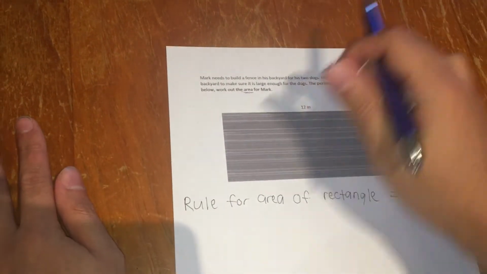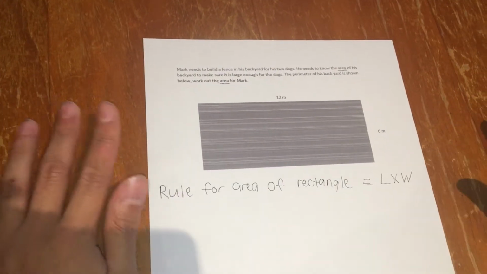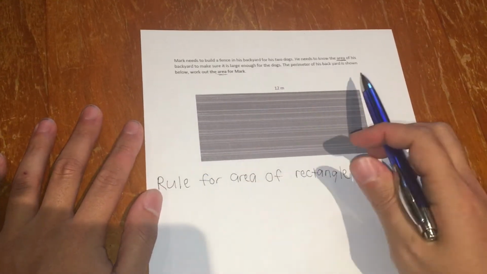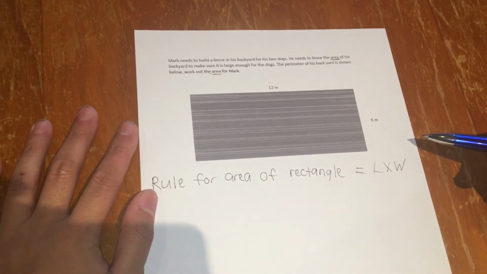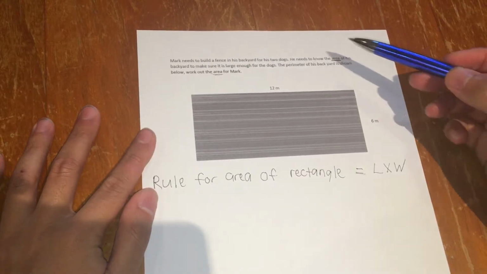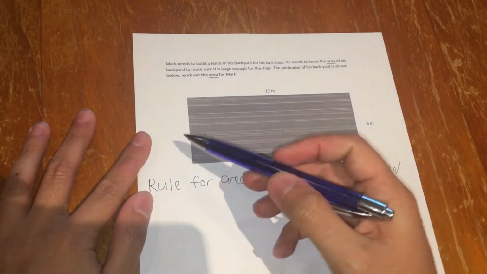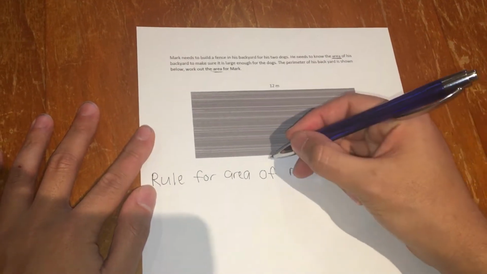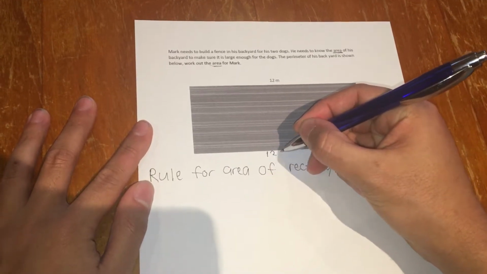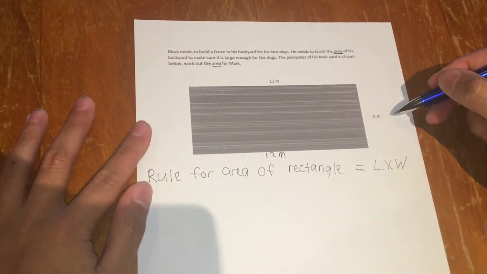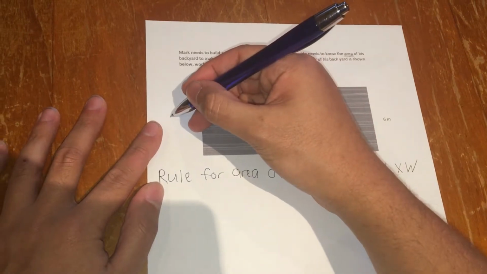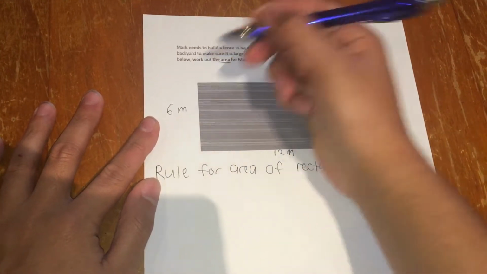Okay, so here's our rectangle and here's Mark's backyard. Now it's got 12 meters length, 6 meters width. Okay, so we know with a rectangle, it's got 2 even lengths and 2 even widths. So if it's 12 meters this side, we know it's also going to be 12 meters this side. And same with 6 meters width, we know this side is also going to be 6 meters in width.